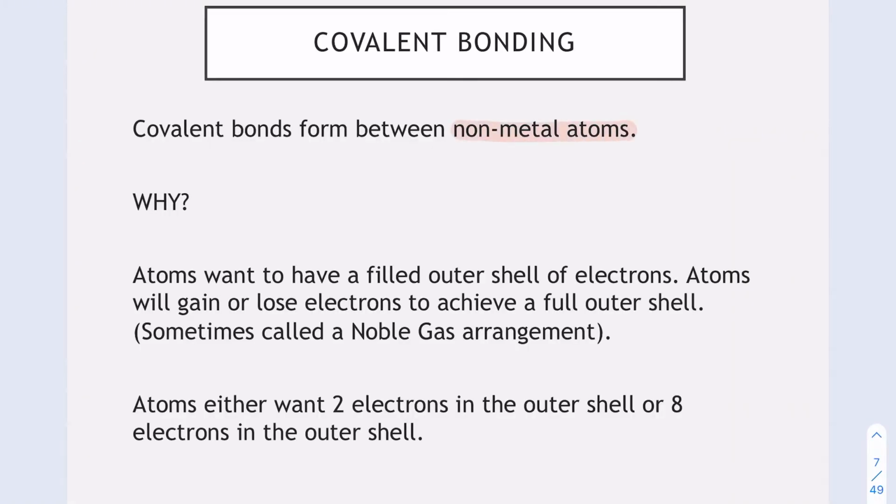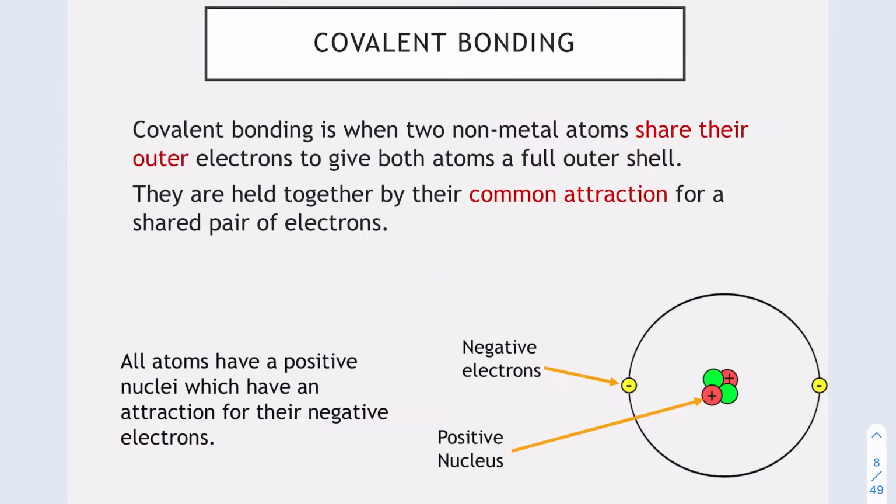Covalent bonds form between two non-metal atoms. So why is that? Atoms want to have a filled outer shell of electrons, so they do that by either gaining or losing electrons to achieve that full outer shell. Feel free to go back and have a look at electron arrangements and atomic structure if you're not sure what I mean. So the atoms either want 2 electrons in the outer shell, if they are one of the first few elements, or they want 8 electrons in the outer shell. Covalent bonds do this when the non-metal atoms share their electrons, which gives both atoms a full outer shell. So they're held together by their common attraction for that shared pair of electrons.